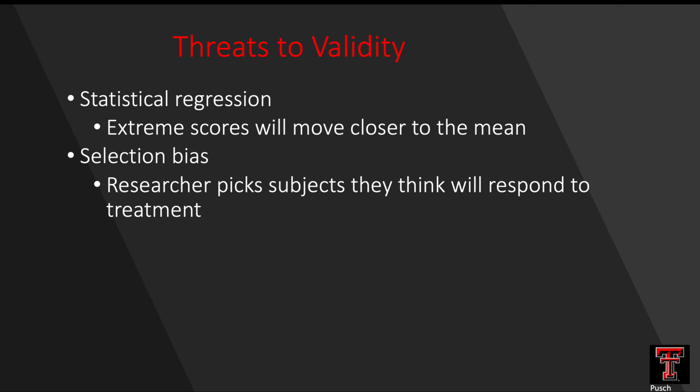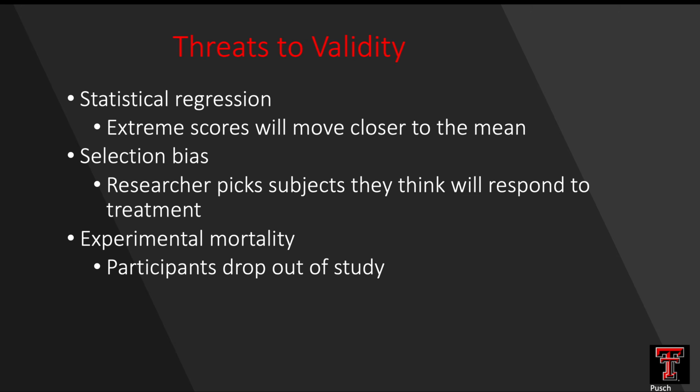Selection bias. This is when the researcher picks subjects that they think will respond to treatment. So if you're not randomizing your experimental and control groups, this selection bias can happen.